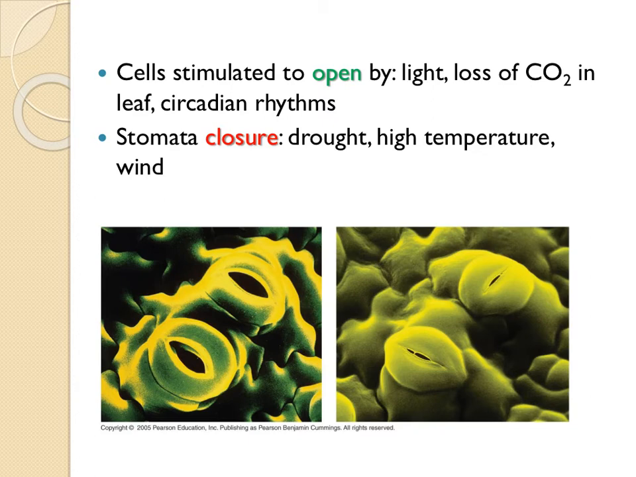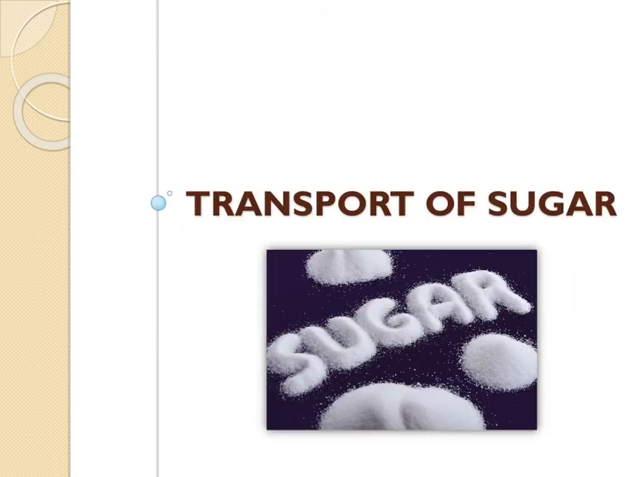It's important for plants to be able to control the opening and closing of the stomata, and it's triggered by a variety of stimuli. Light and the loss of carbon dioxide in the leaf and circadian rhythms will cause these stomata to open up, and water can actually evaporate and gases can escape or enter. And during conditions such as drought, high temperatures, and wind, the stomata close to be able to prevent water loss and to reduce that. Next, we're going to focus on the transportation of sugar throughout the plant.